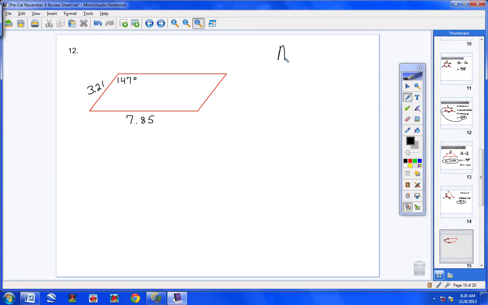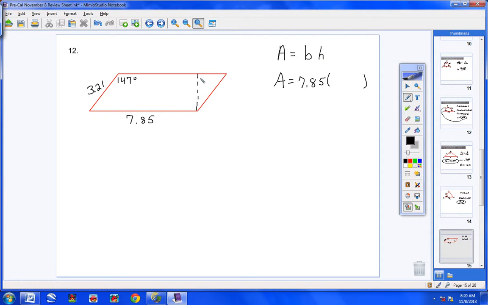Now they want us to find the area of the parallelogram. The formula for area of a parallelogram is base times height. So we know what the base is. Here it is. We know the base is 7.85. That's easy. What we don't know is the height. Now, if you're thinking this is the height right here, 3.21, that's incorrect. A height has to go straight up and down like this.